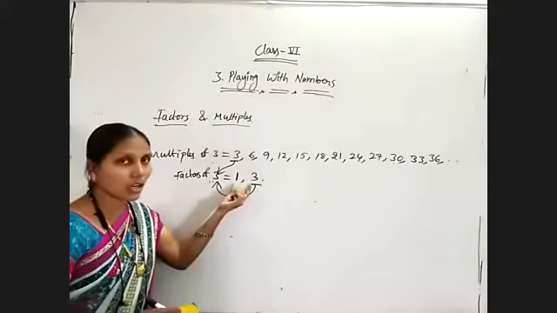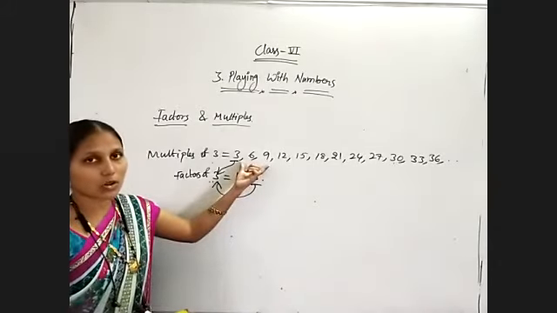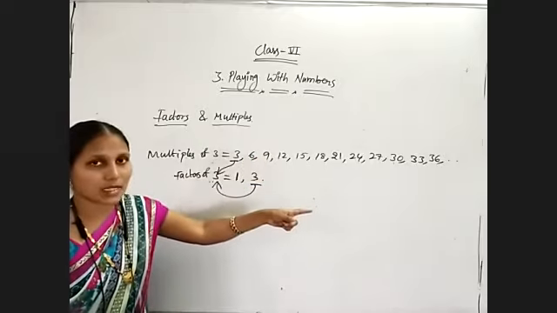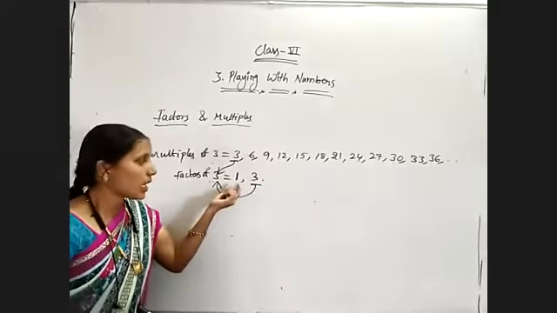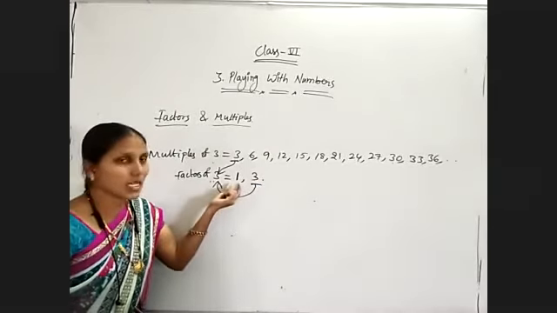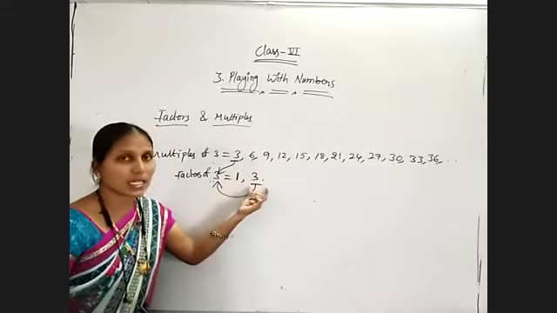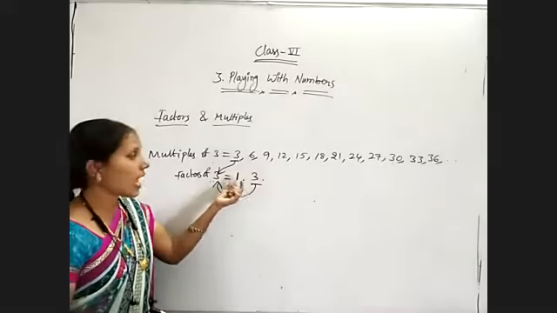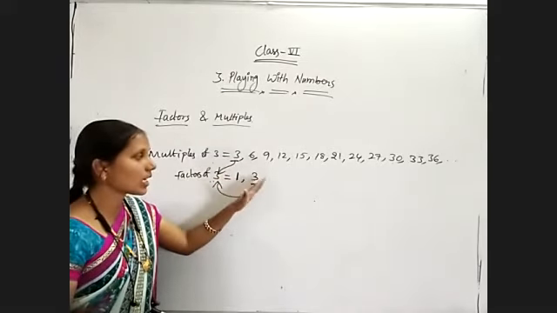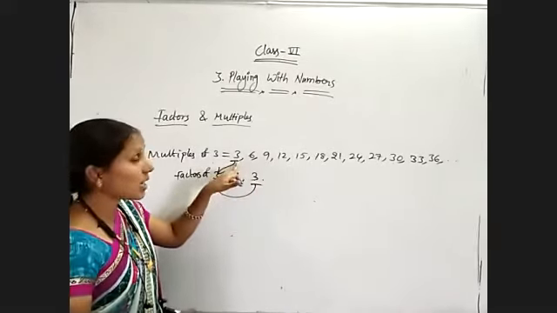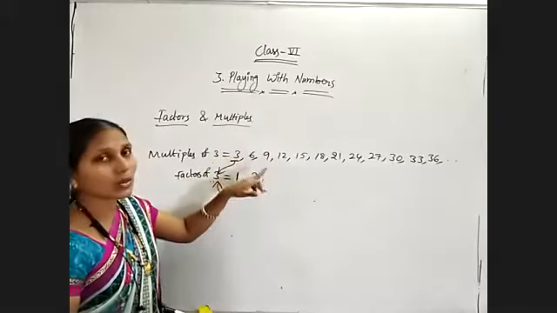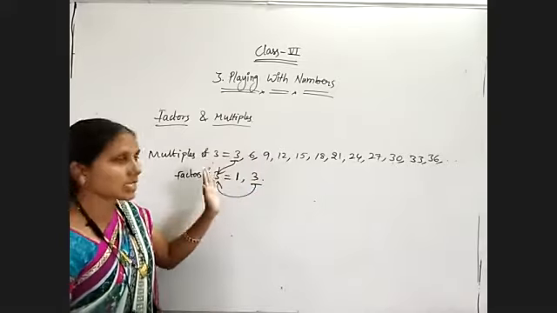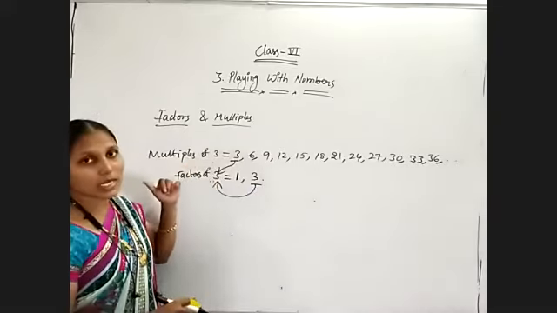Factors are countable, multiples are uncountable. The smallest multiple is that number itself. There is no highest multiple. The smallest factor is 1 and the highest factor is that number itself. Factors are countable, and factors are always lesser or equal to that number. Multiples are always greater or equal to that number, otherwise more than that number, but not lesser. That is about multiples and factors.